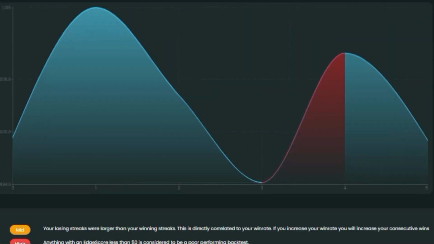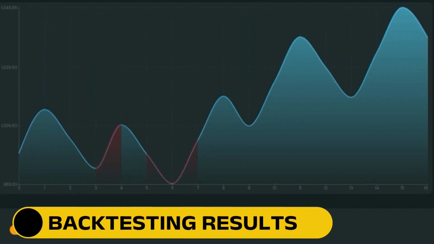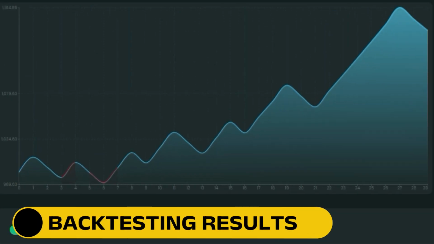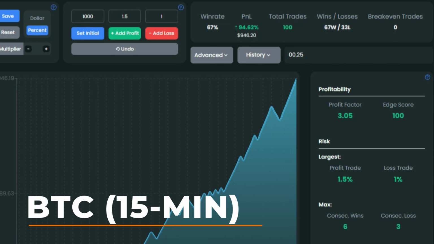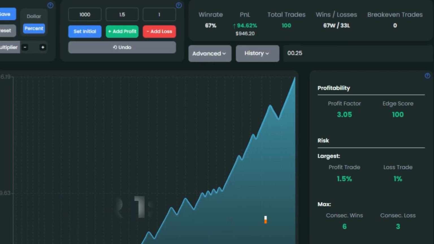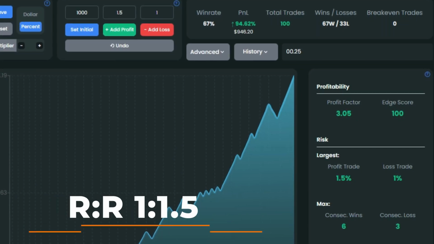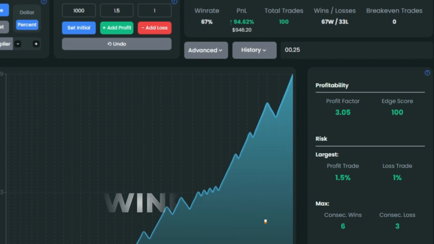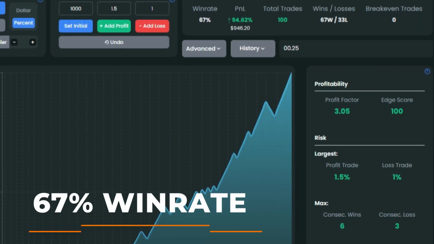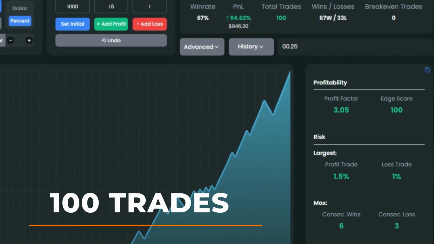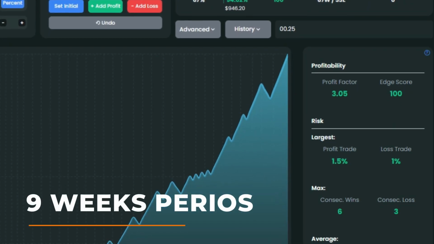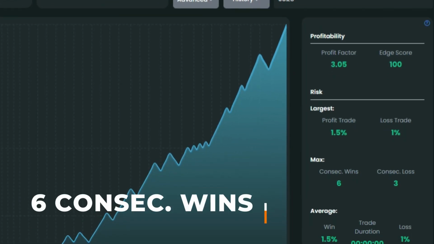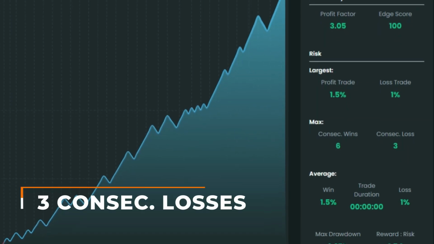Now that we've covered both buy and sell trade rules, it's time to unveil the exciting results of our backtesting. We tested this strategy on the Bitcoin chart using a 15-minute time frame and a reliable risk-to-reward ratio of 1 to 1.5. The results, prepare to be amazed. We saw an impressive 67 win rate out of 100 trades and a whopping total profit of 94%. Over the course of 9 weeks, we experienced an outstanding streak of 6 consecutive wins against only 3 consecutive losses.